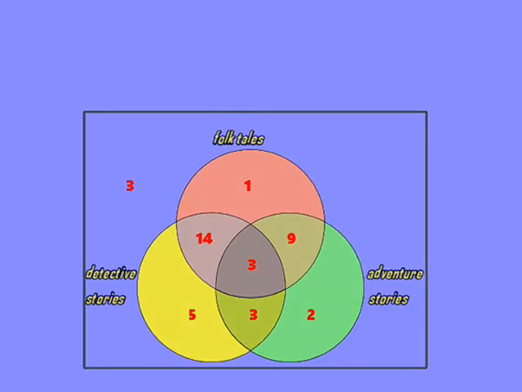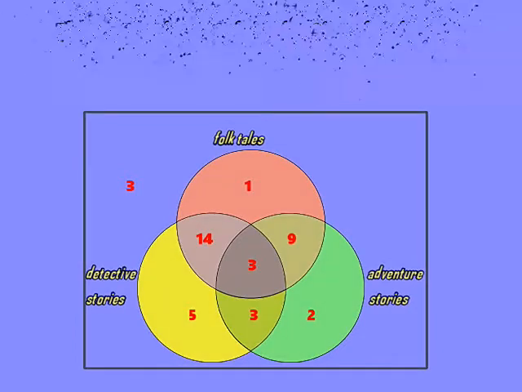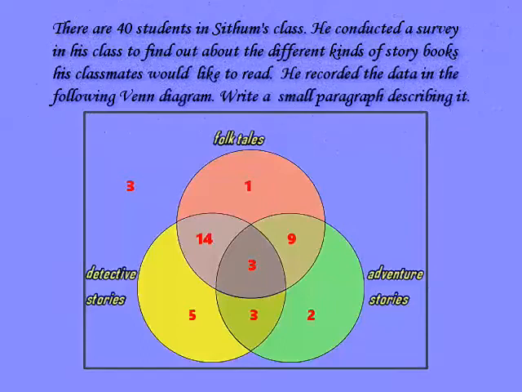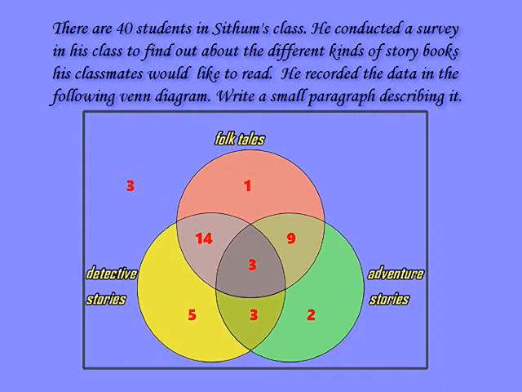Now let's look at a Venn diagram with all its elements. I am going to show you how to describe this Venn diagram. First, read the question carefully. There are 40 students in Situm's class. He conducted a survey in his class to find out about the different kinds of storybooks his classmates would like to read. He recorded the data in the following Venn diagram. Write a paragraph describing it.